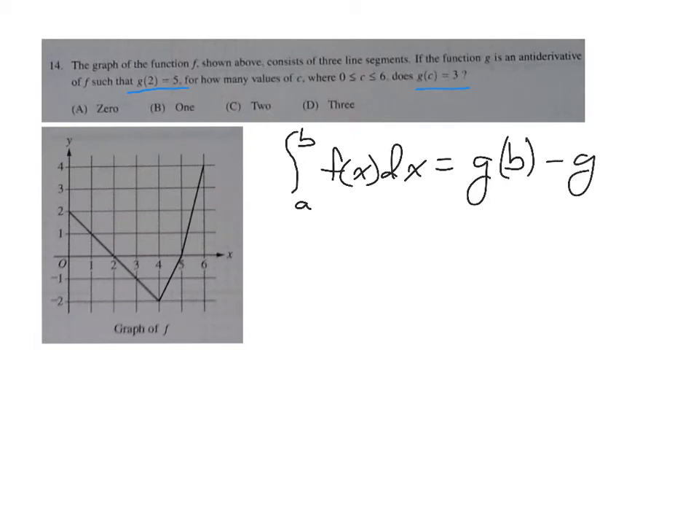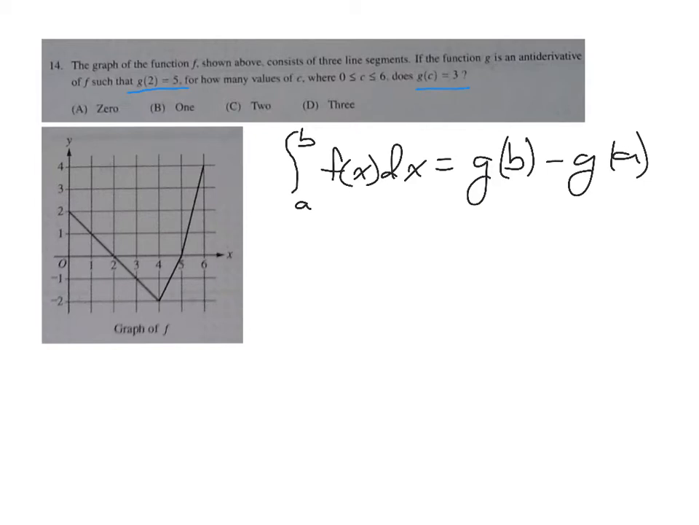Now we want to find for how many values of c in our interval from 0 to 6 g is going to equal 3. Well, this is an application of the first fundamental theorem of calculus. It tells me if I take the integral from a to b of f of x dx, I am going to get the antiderivative of f, which in this case is g, evaluated at b, minus g of a.